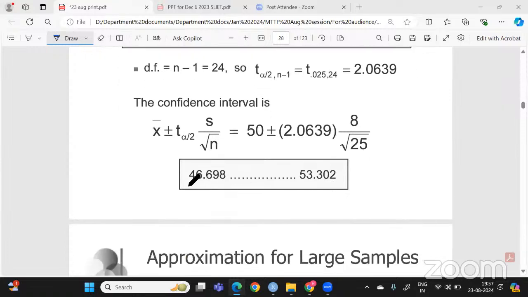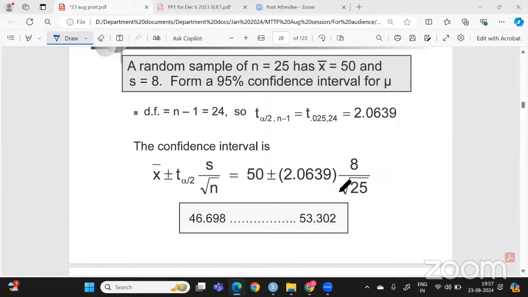So we got a confidence interval with a lower value of 46.698 and an upper value of 53.302. So what we got is a 95% confidence interval for the parameter mu. We can say that we are 95% confident that the true population parameter mu lies in this range.